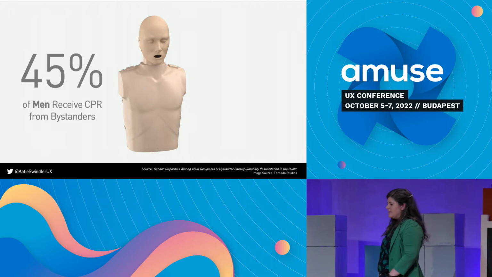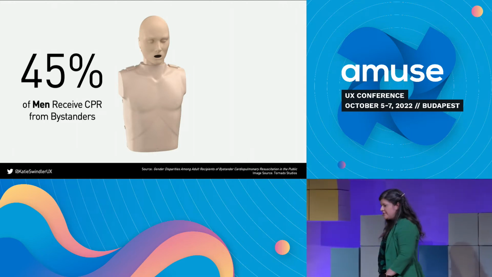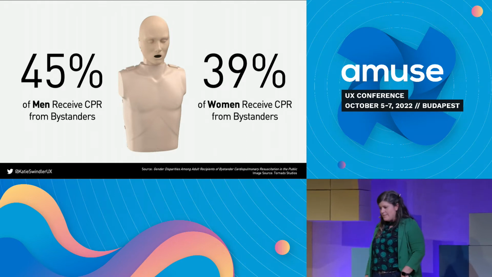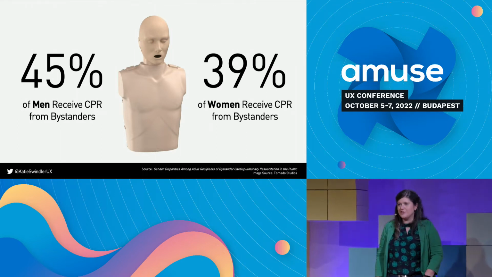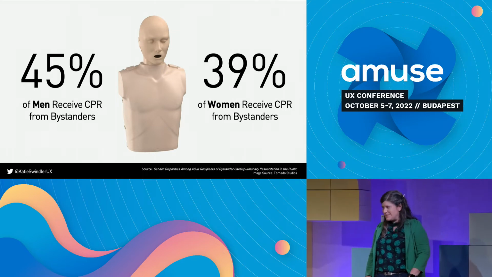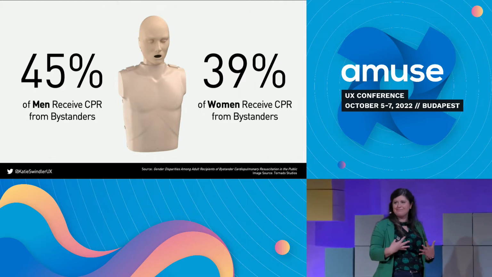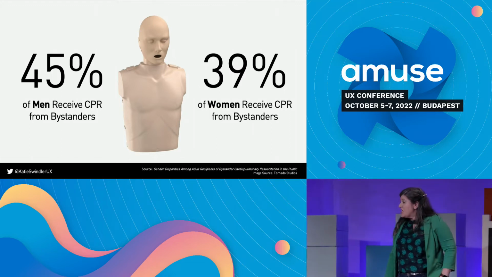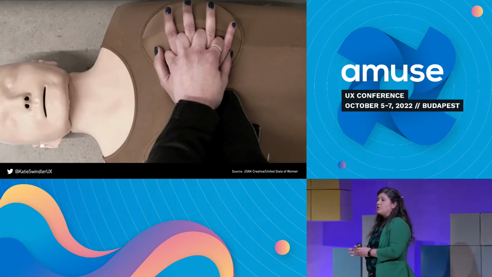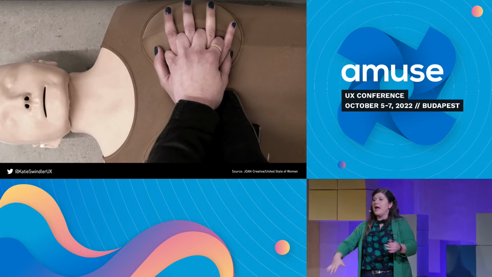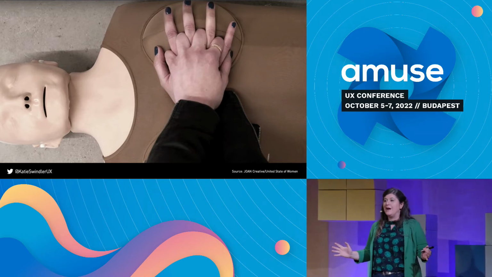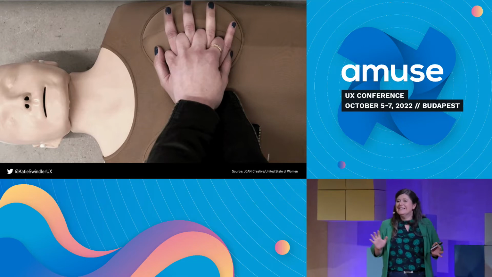The statistic is 45% of men receive CPR from bystanders, and only 39% of women will receive CPR from a stranger. So what is this dummy missing? Breasts. Yeah, the answer is breasts. This dummy has no breasts. To properly administer CPR to a woman, you are supposed to rip open her shirt and put your hand directly over her left breast. That's just good technique.